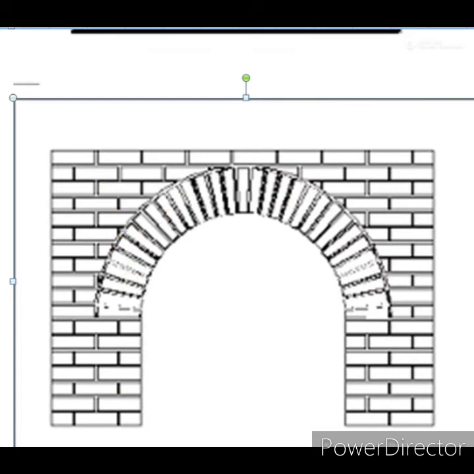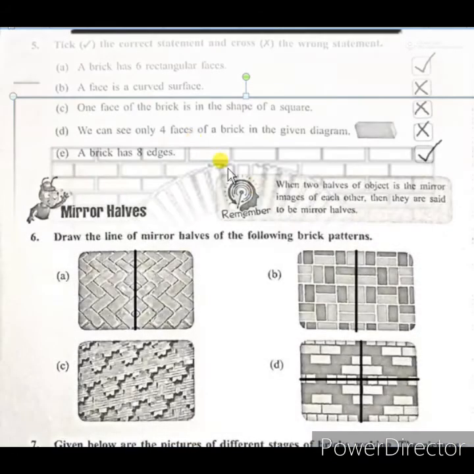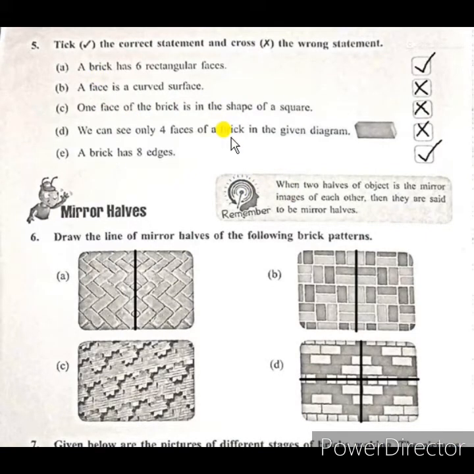Now we will move to page number 8 in the workbook. In this page, we have asked to tick the correct statement and cross the wrong statement. Here 5 questions are given. You have to find the answer and write the answer in this workbook. First question is, a brick has 6 rectangular faces. Students, how many faces does a brick have? In the notes also I have given there are 6 faces in a brick. So a brick has 6 rectangular faces. So what do you have to put in this box? You have to put a tick mark in that given box.